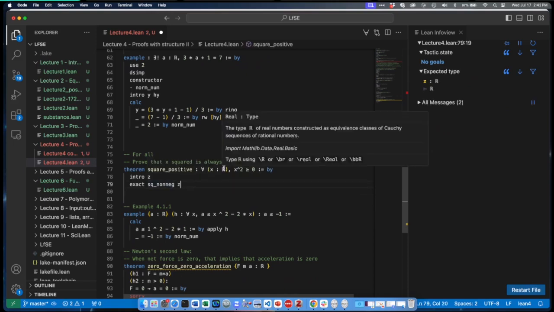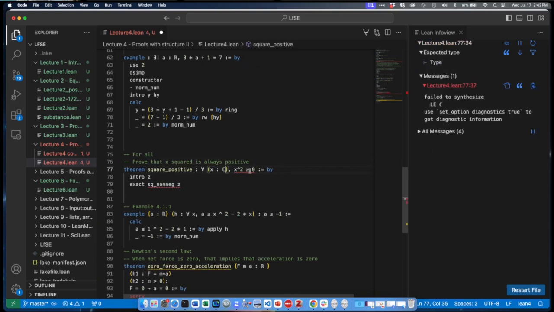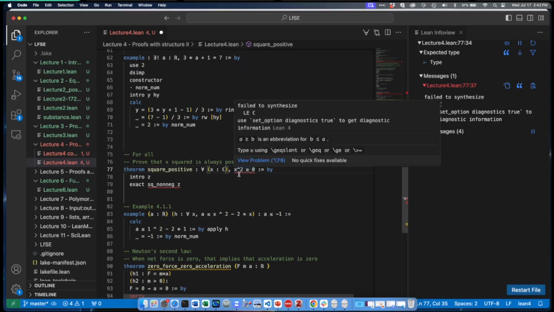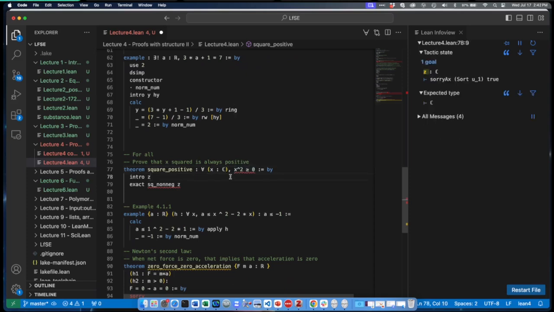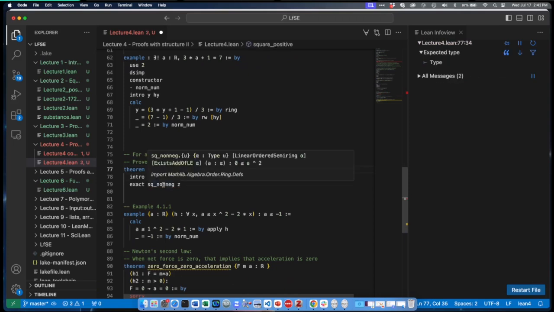I'm going to do a clever little thing. Let's make this a complex number. Am I allowed to do this? Oh, it failed to synthesize. Okay, because power doesn't quite work. Never mind, forget that exercise. But this wouldn't hold for x being a complex number, because complex numbers squared might be negative. And if z had type complex number, this wouldn't hold anymore. So we wouldn't be able to use that theorem. And that's another way that Lean checks and keeps track of things.